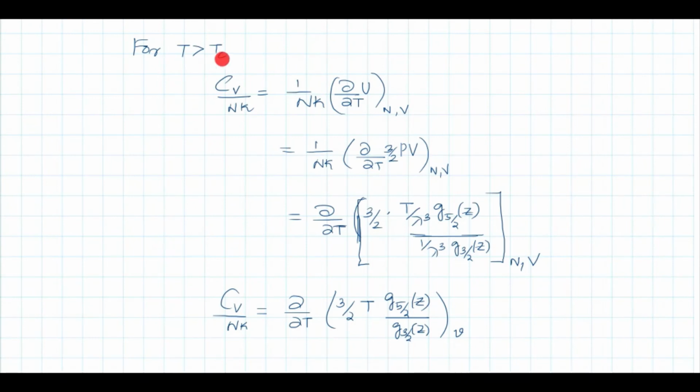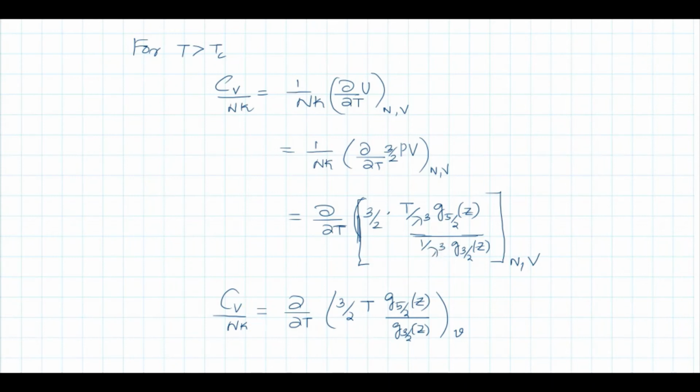Now, for t greater than Tc, Cv by Nk is given by 1 by Nk into dou u by dou t at a constant n and v. Substitute for u, 3 by 2 pv. Then dou by dou t of 3 by 2 into, take this Nk into the bracket, you can write it as t by lambda cube g 5 by 2 of z and 1 by lambda cube g 3 by 2 of z. You can write it as the ratio of these two terms. You can refer to the starting equations of this lecture, then it will be clear.